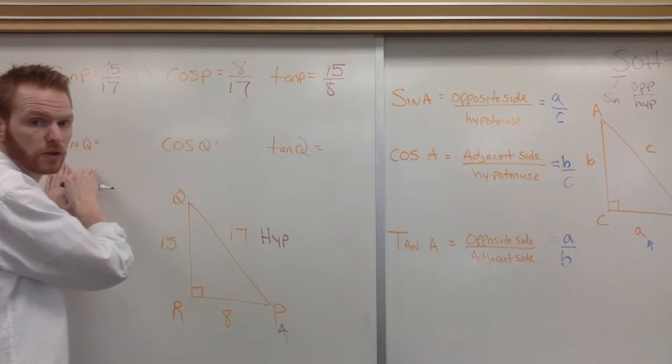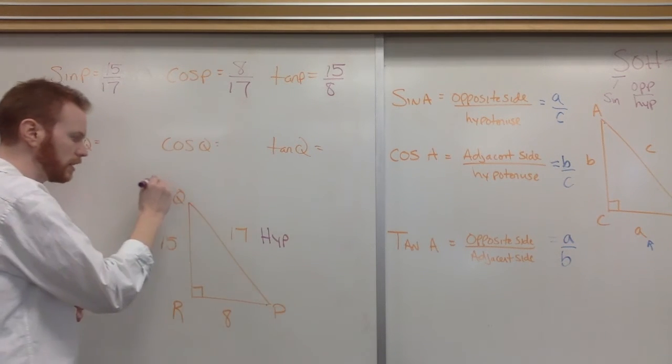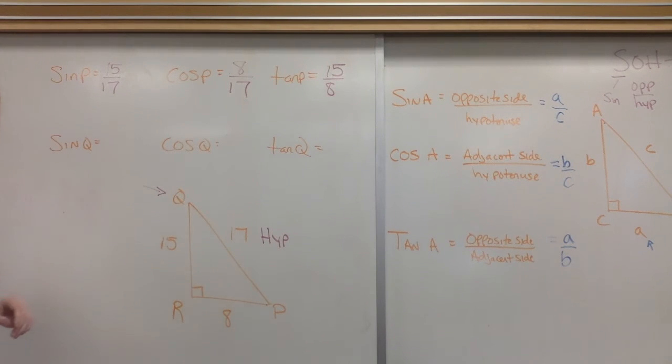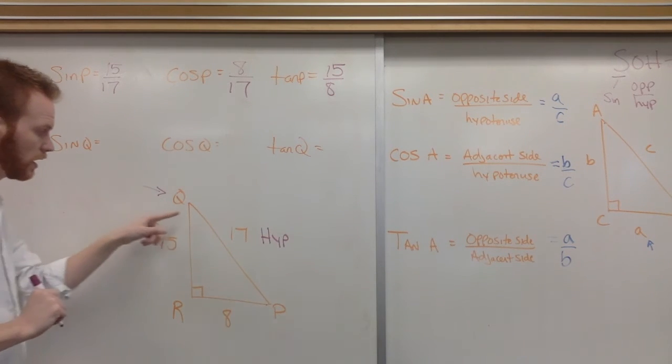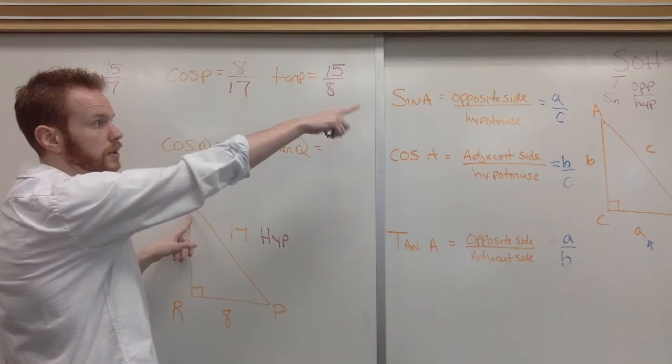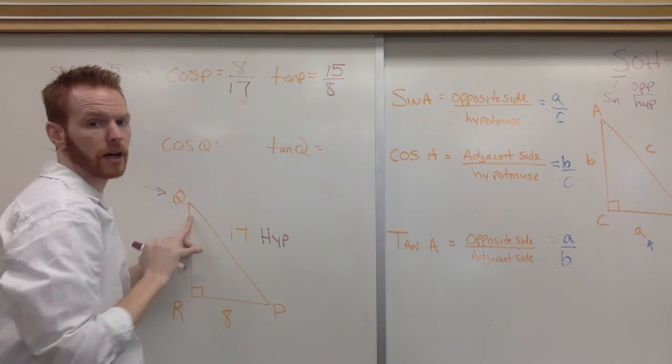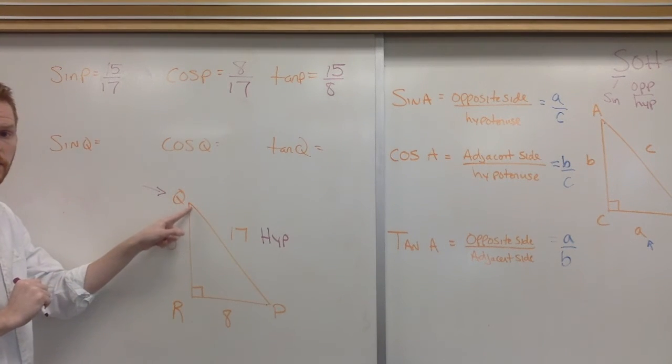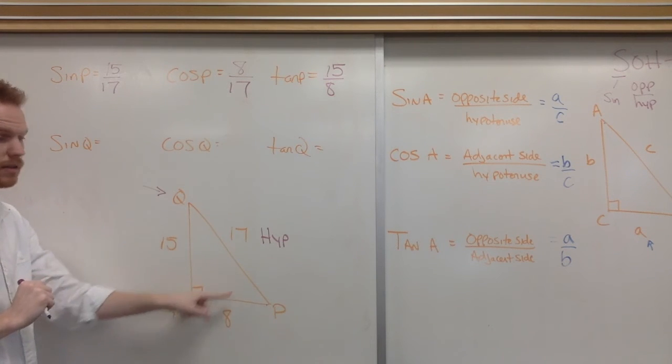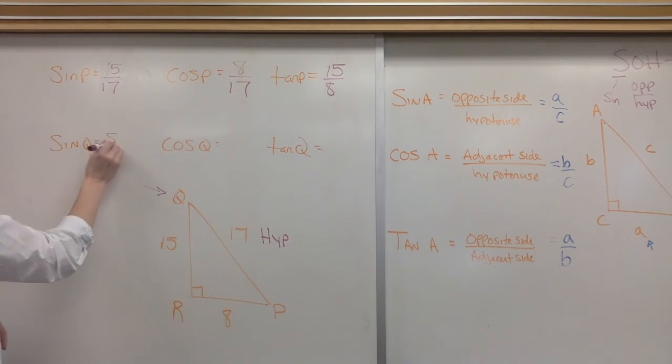All right, next we're going to switch up the angle. We're going to talk about angle Q. Erase that. I'm going to put an arrow right here. Okay, now sine of Q. What two side lengths go with it? So we'll start here at angle Q. Sine is the opposite over hypotenuse. Now what side's opposite of this angle? 8. And then 17 is my hypotenuse. There we go.